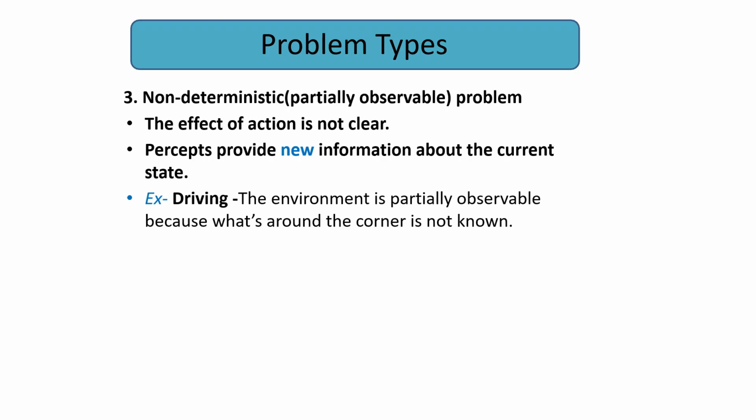Okay, for example, the driving environment is partially observable because what's around the corner is not known. The car is running, but we are not able to find out what is happening in the surrounding area. So until then we cannot give a good level of result. Meanwhile, while the car is driving, we cannot observe what is happening in the nearest place and the surrounding place, etc.